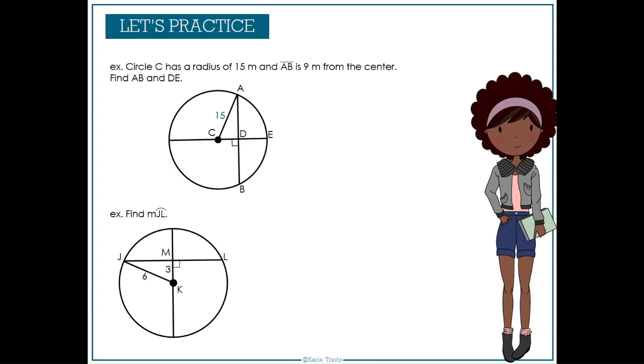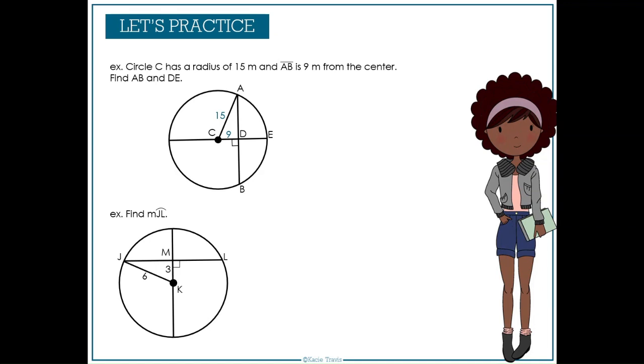They also told me that AB is 9 meters from the center, so that means this little part here is 9. Now, we know a couple of bits of information. This line here, that's a diameter, and it is perpendicular to this chord. That means that this chord here, AB, is being bisected. And if that's the case, we can go through and figure out some other bits of information.